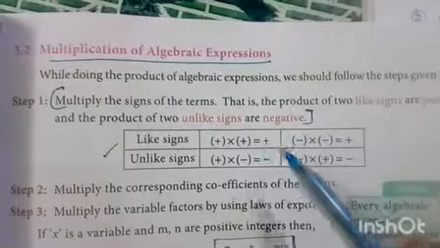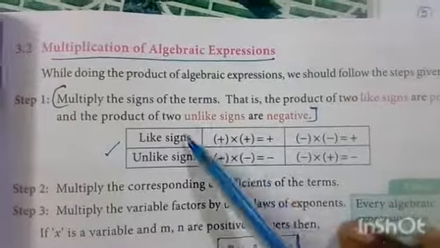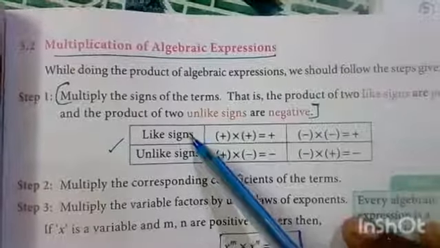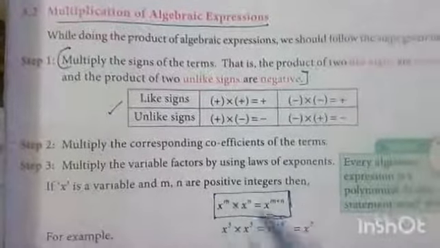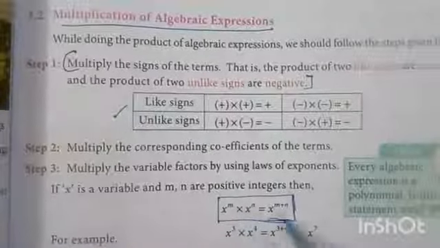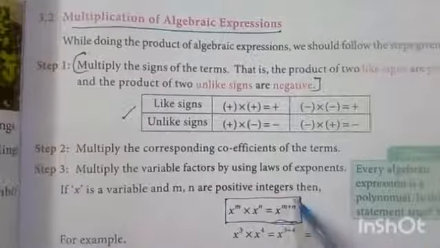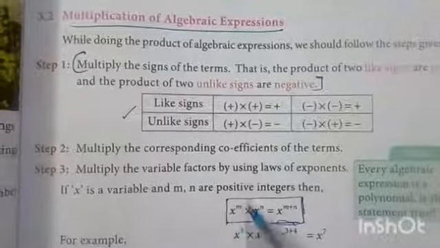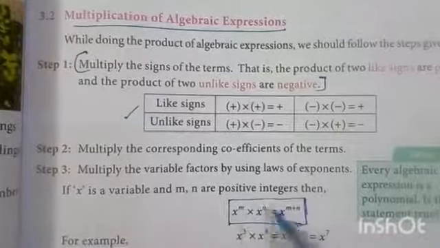For multiplication, we have to follow the rules. First, multiply the signs, then the coefficients, then the variables. For this you have to follow the exponent rule. Last year you learned about it: x^m into x^n equals x^(m+n). For the same base, we have to add the powers.